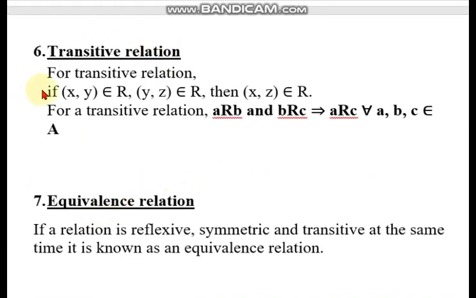Then transitive relation. If (x, y) belongs to R and (y, z) belongs to R, then (x, z) must be in R, then only we can say that it is a transitive relation. So equivalence relation is when the relation is reflexive, symmetric as well as transitive, then only it is an equivalence relation.